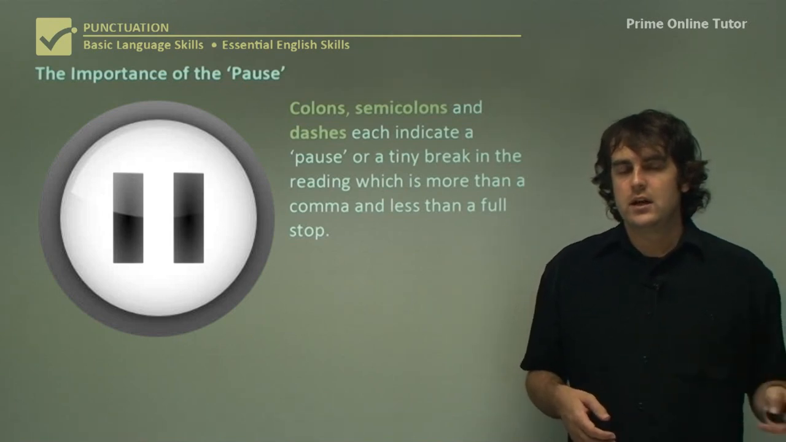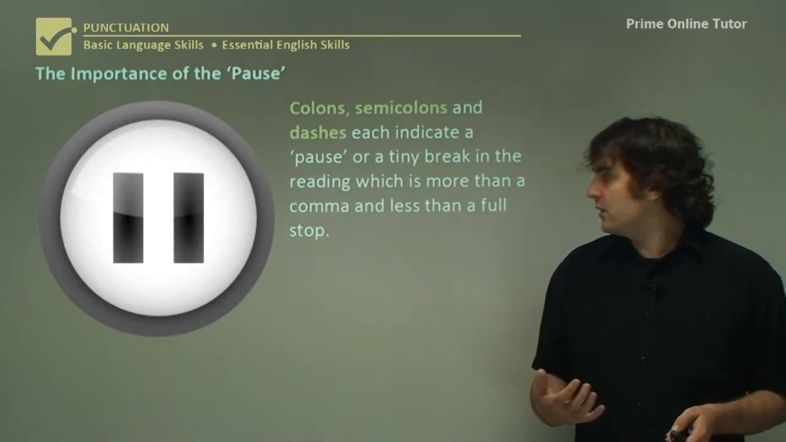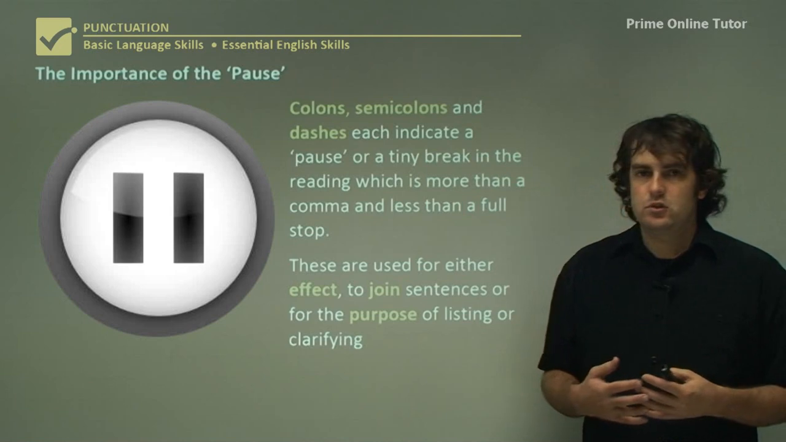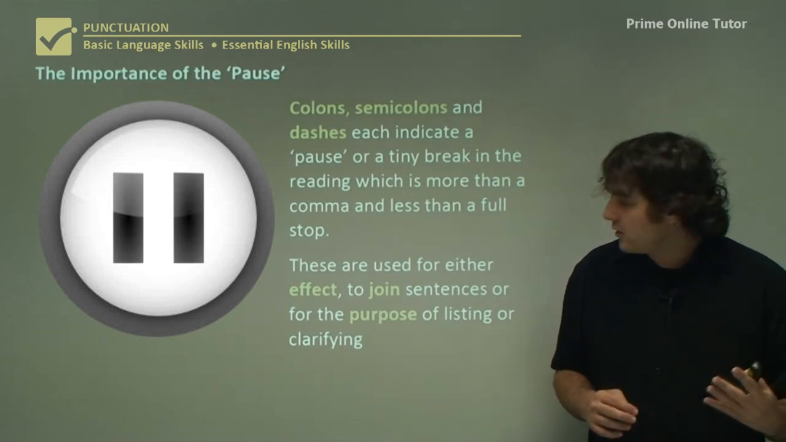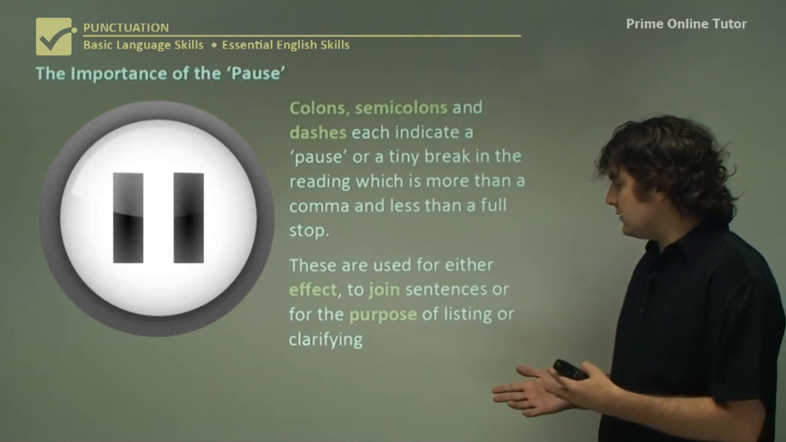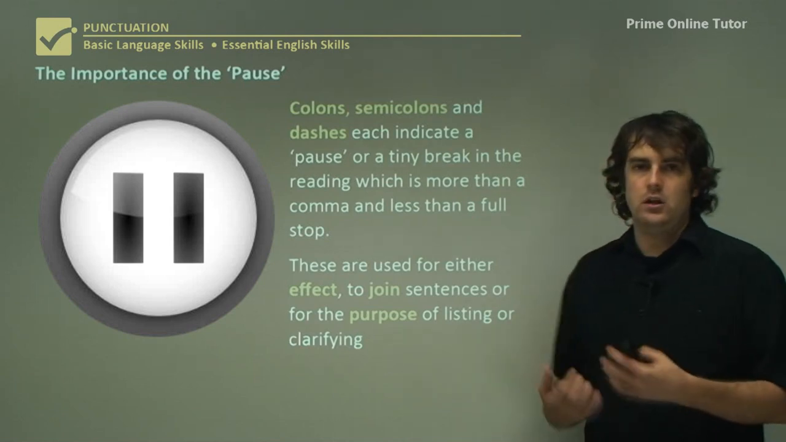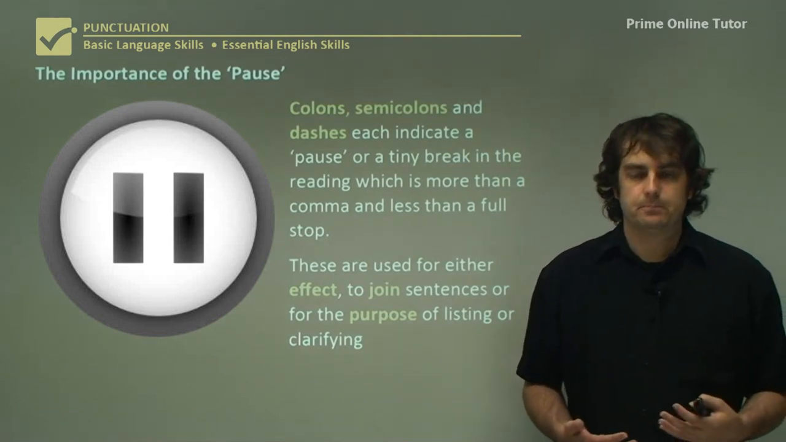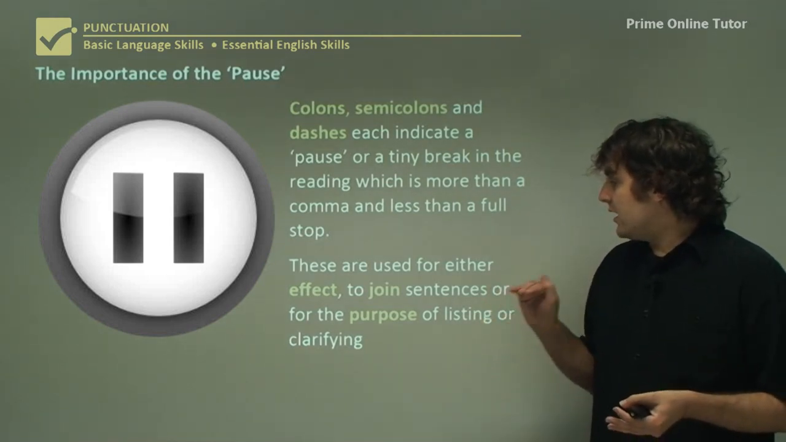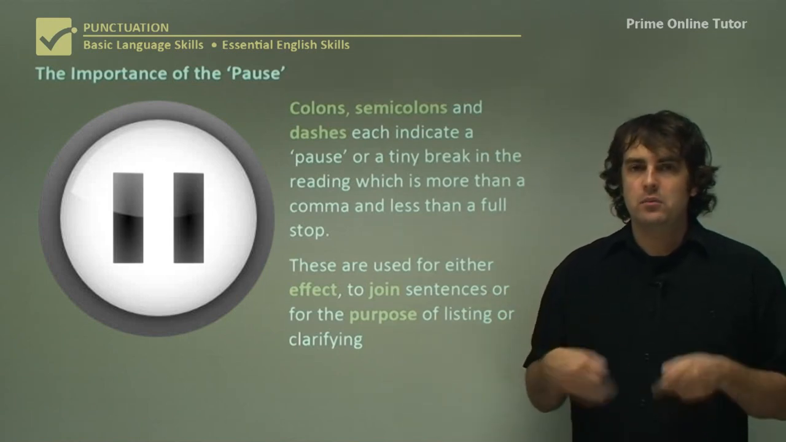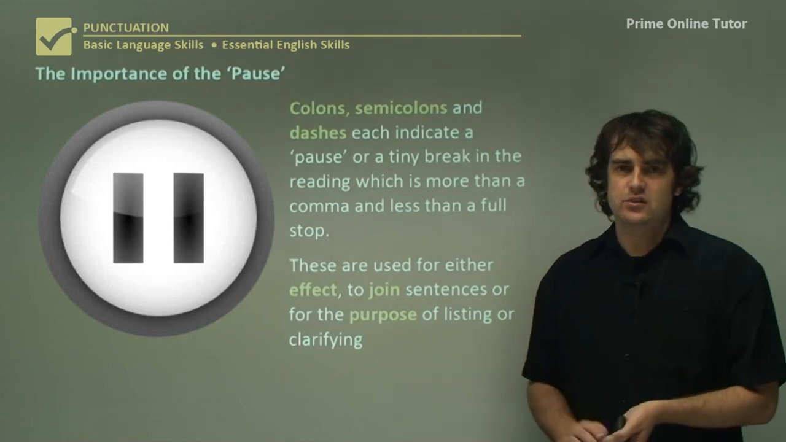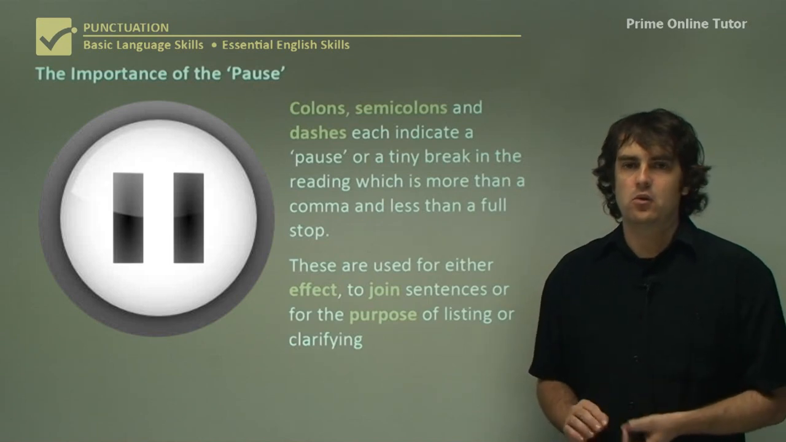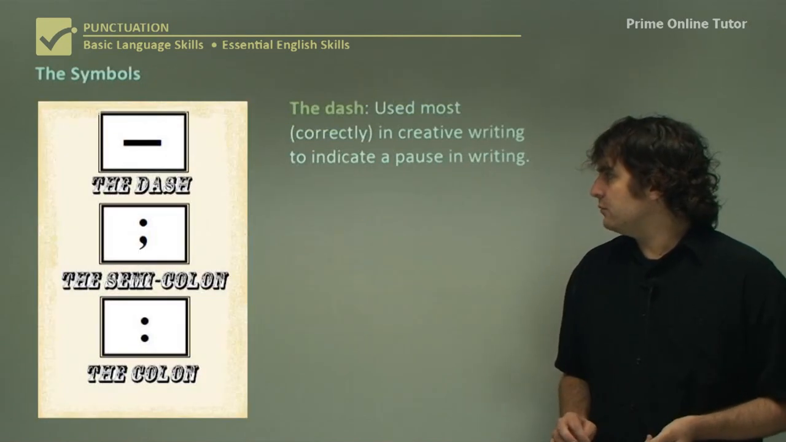So what we're going to look at is the proper use of each one of them. And really the main use is either for effect in creative writing, or to join sentences for the purpose of listing or clarifying a point, and that's for an essay. It's just to put things together which normally wouldn't fit with normal punctuation, such as a comma or a full stop, which you'll use far more commonly. So let's go through the symbols first of all.